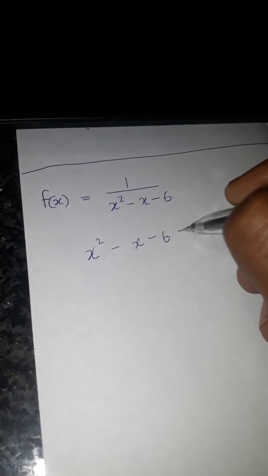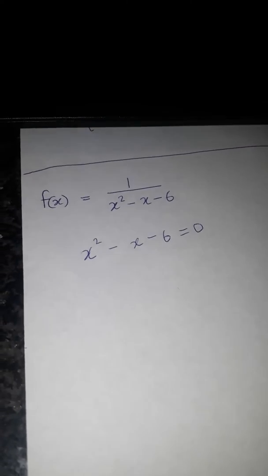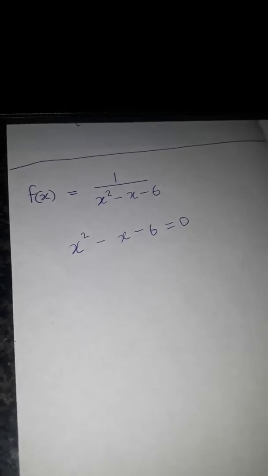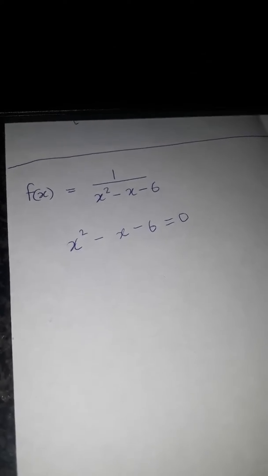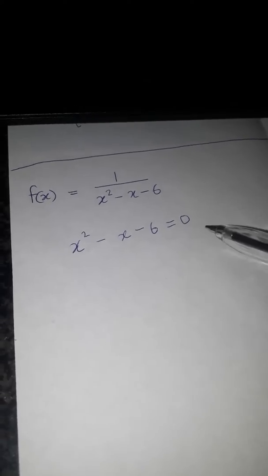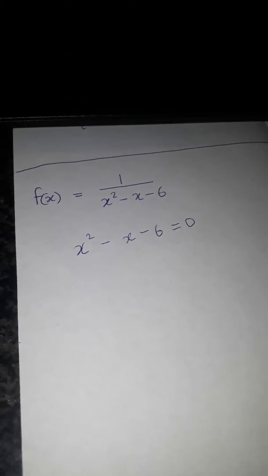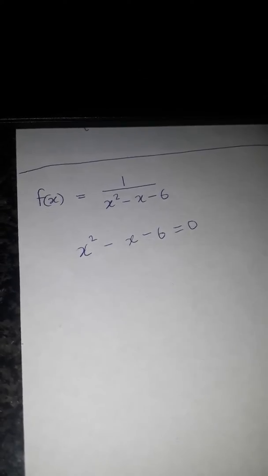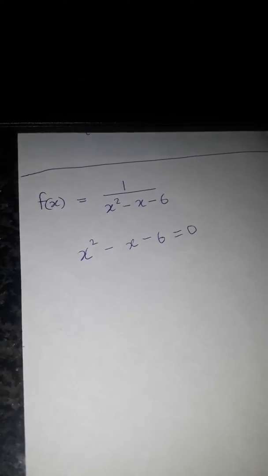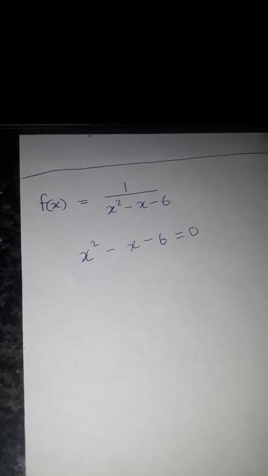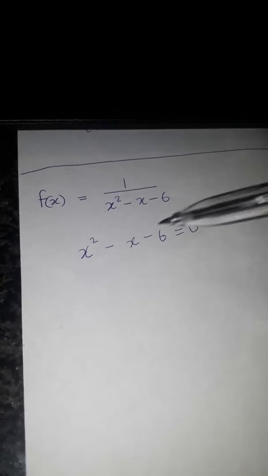So you'll say x squared minus x minus 6 is equal to 0. Now this is a quadratic equation. We should be able to factorize it. So we're looking for two numbers that when I multiply them, the answer is minus 6, and when I add them, the answer is minus 1. The two numbers should be negative 3 and positive 2.